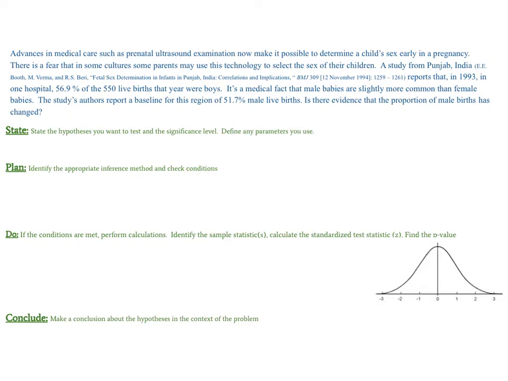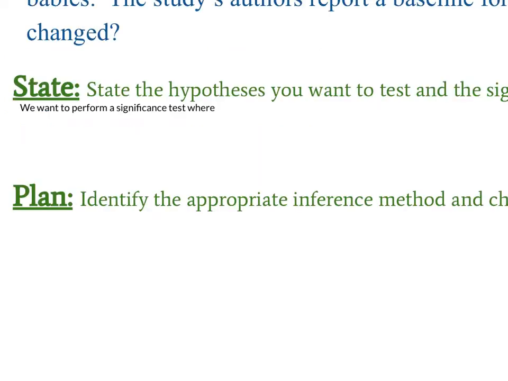So when I state, this is where I'm going to state my hypothesis as well as any parameters. I begin by saying that we want to perform a significance test where the null, so now I'm going to state my null with a colon. I'm talking about proportions, so make sure you use the parameter p. And I'm assuming that it's equal to 0.517, the general rate there in the region. Now my alternative would be that it is somehow different, that it's not equal to 0.517.